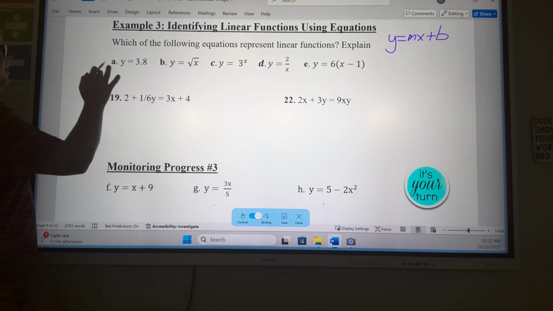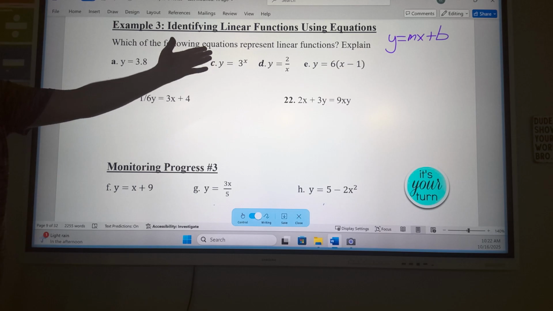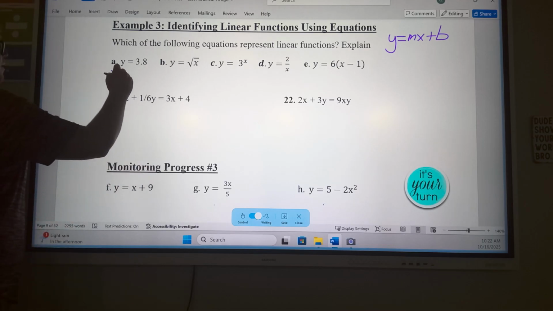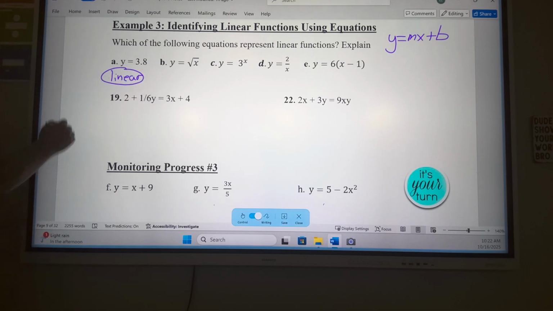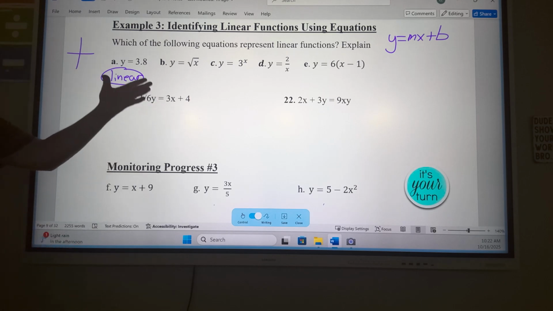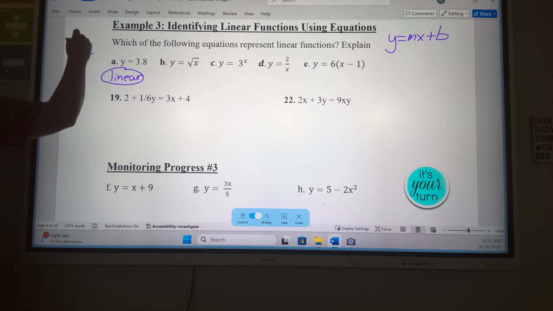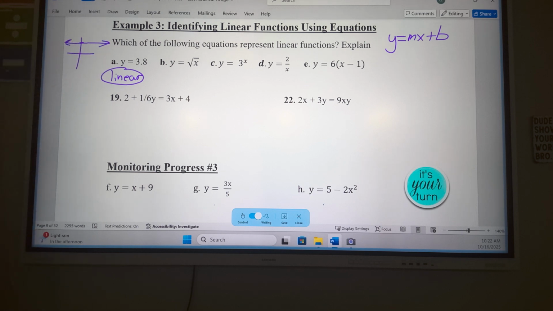So here we have y equals 3.8. So there we have y equals mx plus b. In this situation, there's no x, but it's y equals 3.8. It's linear. And the reason this one is linear is because if we were to graph this, we would have zero slope, because m and x represent our slope, right? In this situation, we would come up to 3.8 and we would draw our line straight across with no slope. So that's why that is linear.